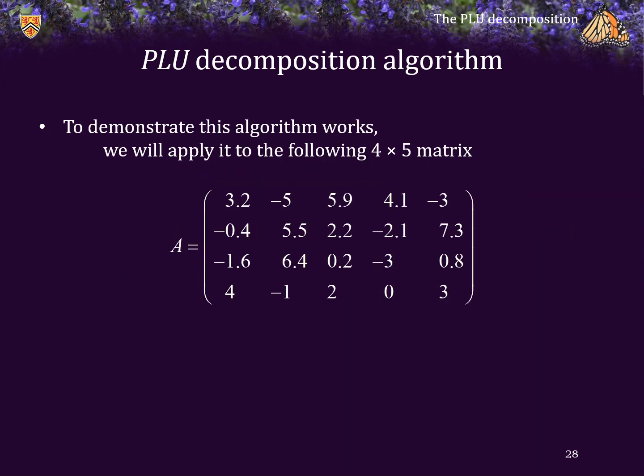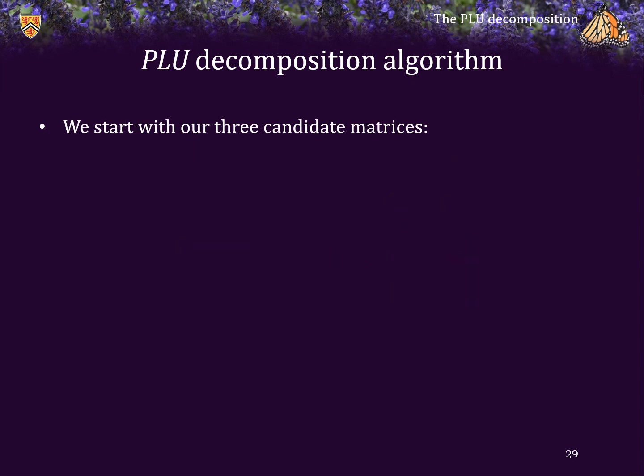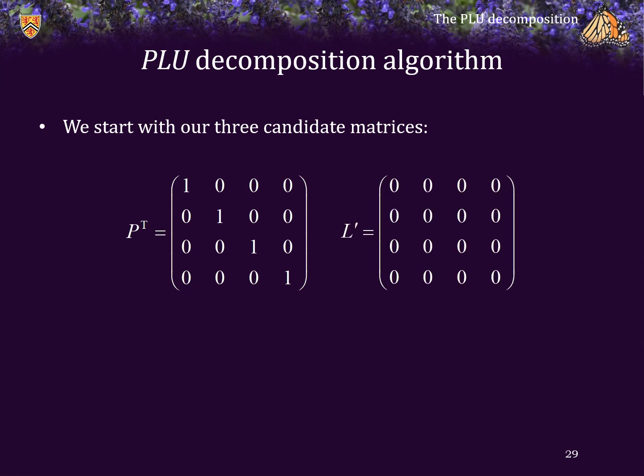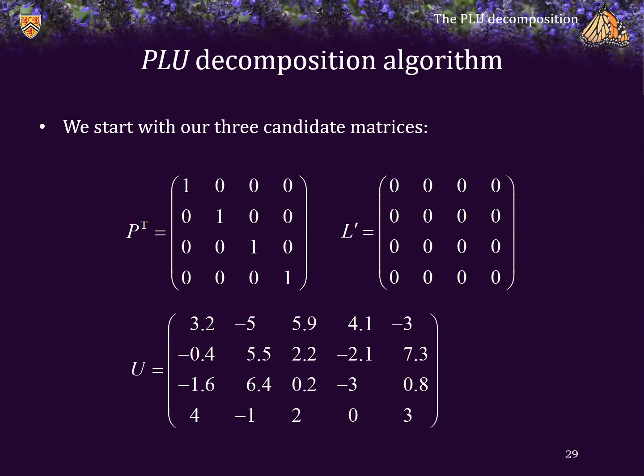To demonstrate this algorithm, we will apply it to the following 4x5 matrix. We could use a square matrix, but I'm just demonstrating that it works not only for square matrices, but also for non-square rectangular matrices. All right, so we start with our three candidate matrices. P transpose is the identity matrix. L prime, which is L minus the identity, is the zero matrix. And U is initialized with the matrix A.